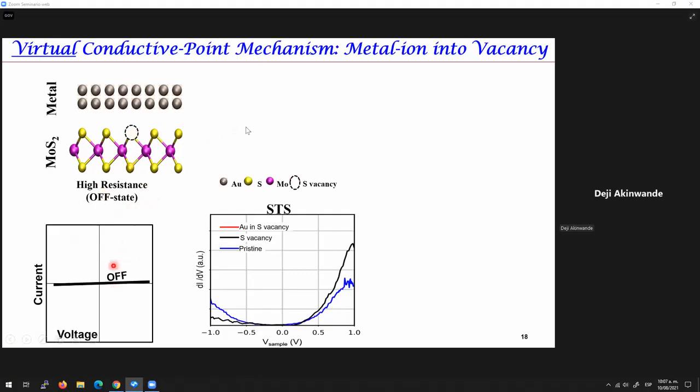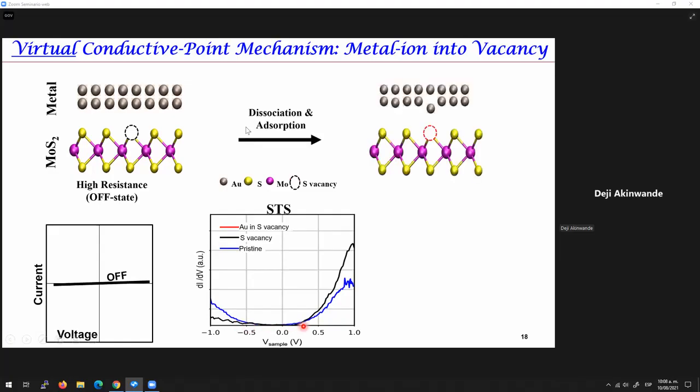Of course, this material, when you do the MIM IV curves, there's no current flowing or very little, so it's in the off state. And when you do STS spectroscopy with the STM setup, you see that clearly this is an insulating film. Whether you have a pristine MoS2 layer, which is the blue curve, or even in the presence of a single sulfur vacancy or disulfur vacancy, it's still an insulating state. So the vacancy state itself is not conductive.